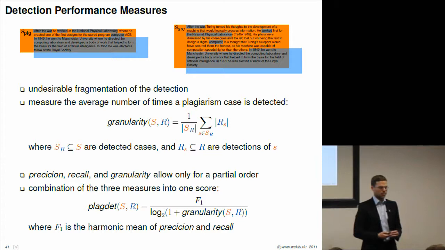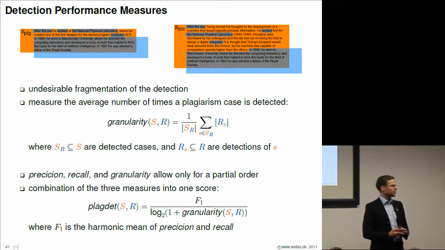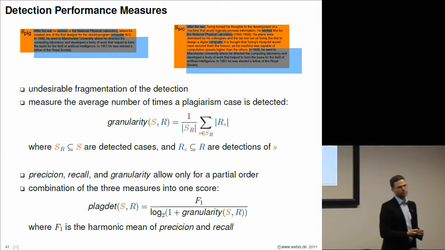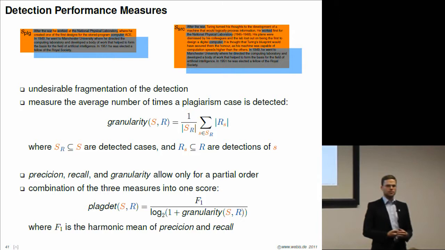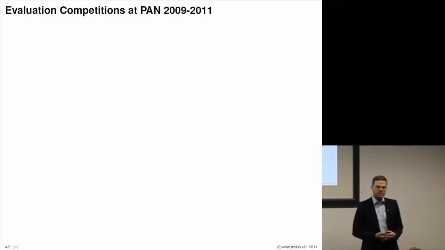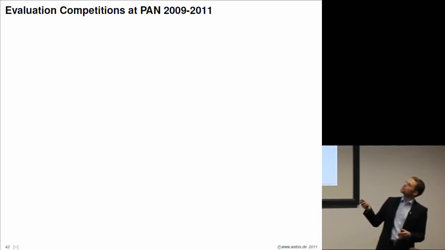Now I come back to where I skipped ahead earlier. This is all good and fine. We have now 4 measures in total. And do they work? Do they somehow tell us whether a plagiarism detection algorithm is good or not? We have developed these measures while we were conducting an evaluation competition about plagiarism detection.